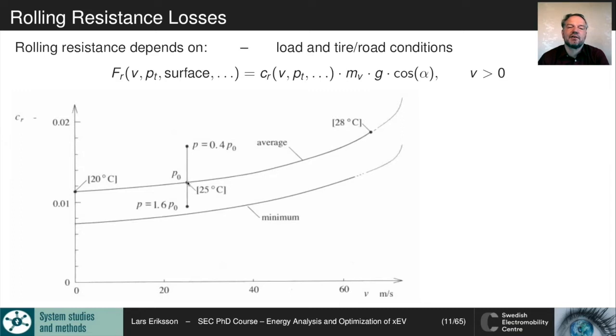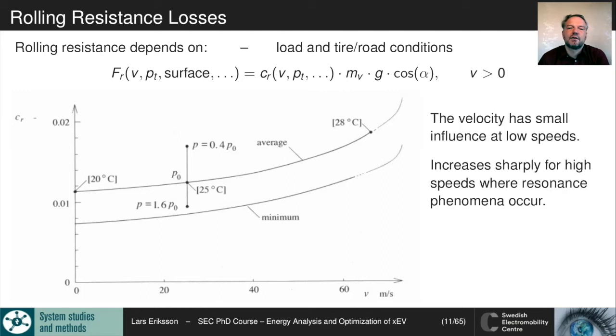Then we can increase the rolling resistance by deflating the pressure, which is not good, but we can decrease the rolling resistance by increasing the inflation pressure. And this is a part of eco driving: make sure that your tires are inflated and kept inflated so that you're not generating extra rolling resistance. Also eco driving is that normally you shouldn't go up to excessive speed. You should keep your speed range down here and not go up here, because then you start to generate excessive losses. The velocity has a small influence down here, but increases sharply for high speed, where resonance phenomena start to occur that can destroy the tires.